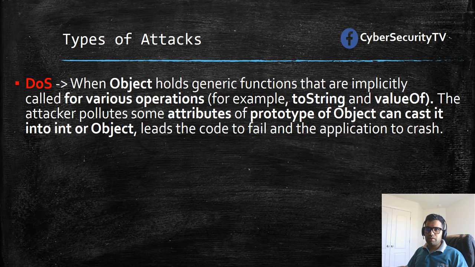One, you can do DoS, like when an object holds generic functions. For example, if it's holding an integer or something, and then you're changing it to something else, or you're passing some other values, and the application does not understand or is not able to parse it, it will lead to a code fail and the application will crash.